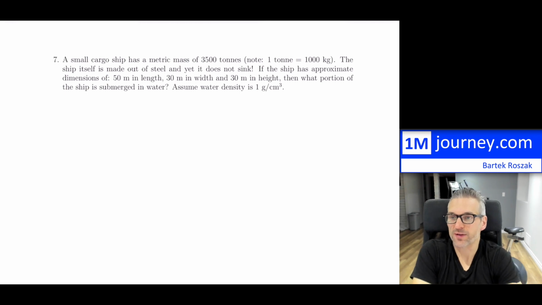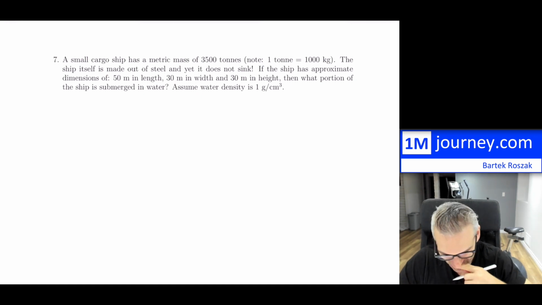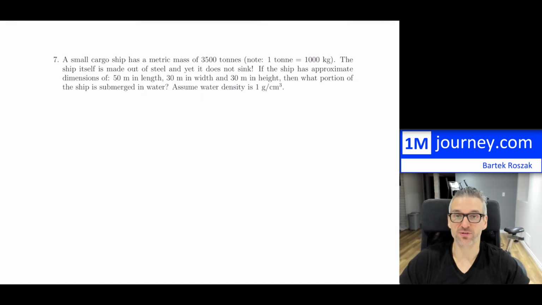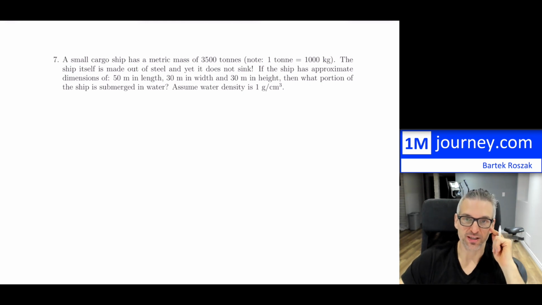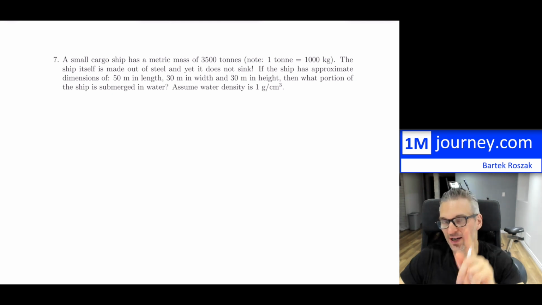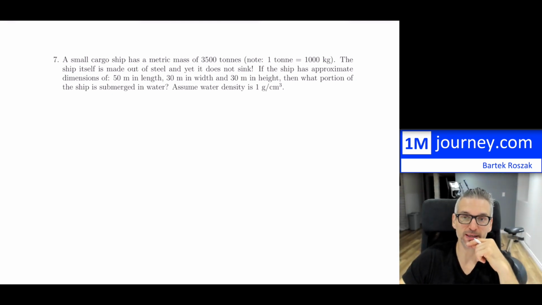Next example. We have a small cargo ship that has a metric mass of, well, it's massive, these ships are enormous. Most often they're made out of steel, they're floating around, and we're thinking, what the heck, how is this not sinking? It's enormous. That actually comes from Archimedes's principle and the buoyant forces. Buoyant forces are the forces which are upward anytime you try to submerge anything inside of a fluid.